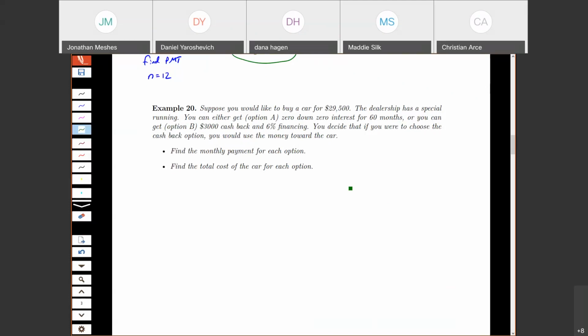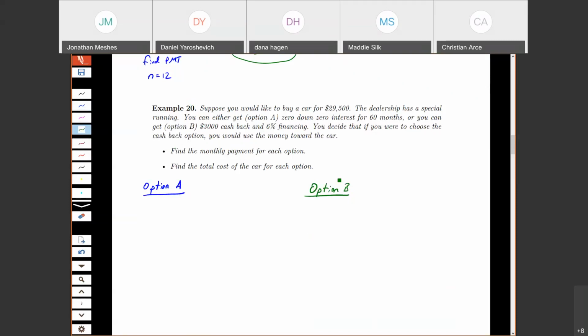And we decide that if we were going to choose the cash back option, instead of going out and buying a new refrigerator or something, we would use the cash towards the car. That way we can make an even comparison between these two options. So what we want to do is completely compare the two options. On the left, I'll have option A, and on the right, I'll have option B.